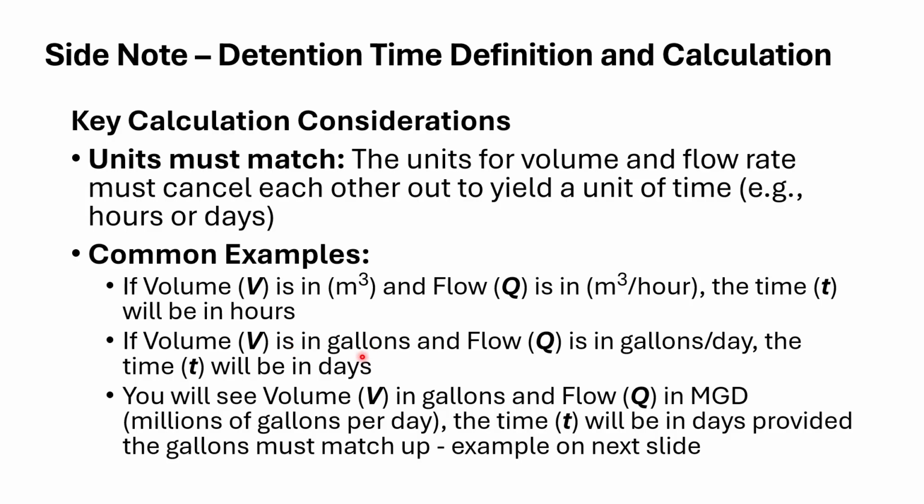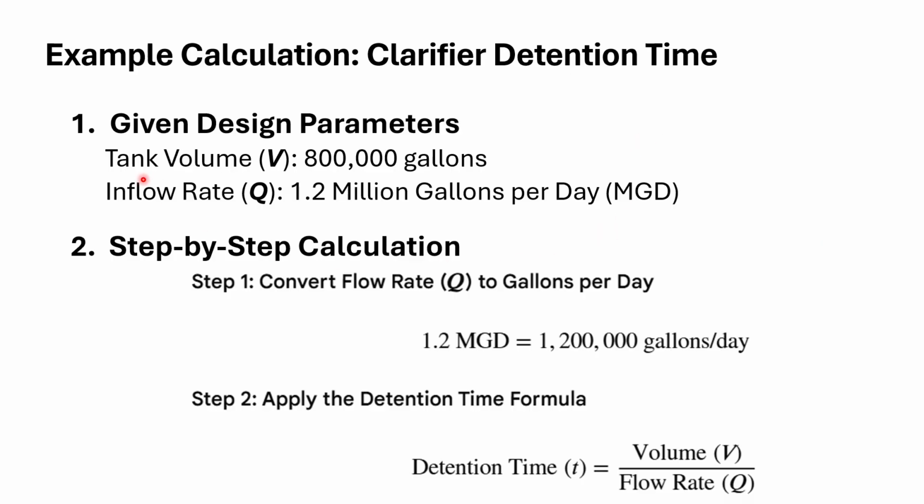If volume's in gallons and flow is in gallons per day, the detention time is going to be in days. Okay. Keep in mind, time is equal to volume divided by flow. Okay. So if you see volume in gallons and flow in millions of gallons per day, the time is going to be in days, but we've got to get this MGD unit to match up with the gallons unit. Okay, and we'll look at this on the next slide. So for an example, if you have a tank volume of 800,000 gallons, that's your V. Your inflow rate is 1.2 million gallons per day, MGD.